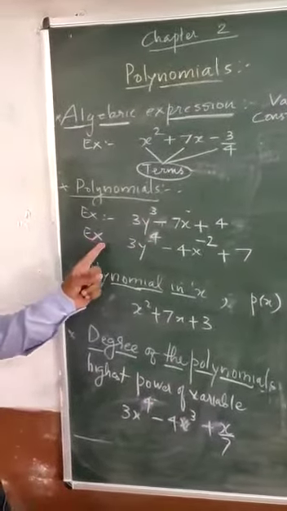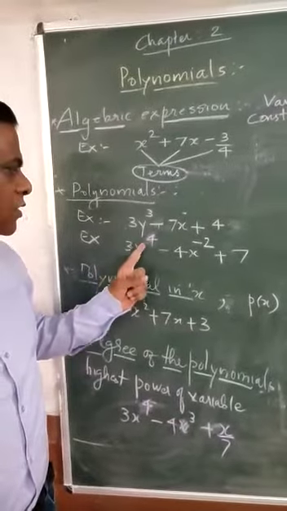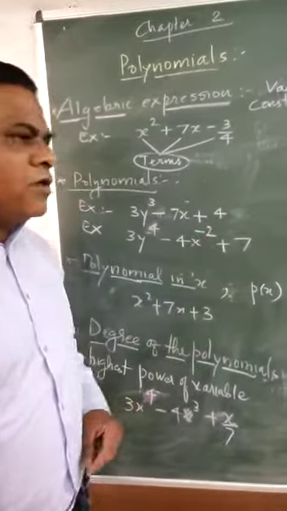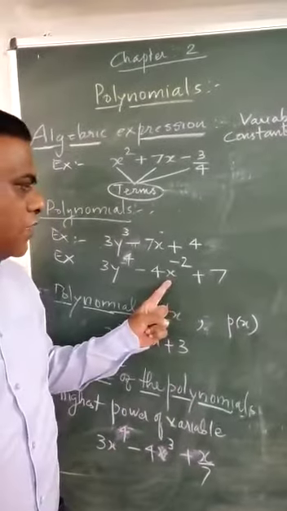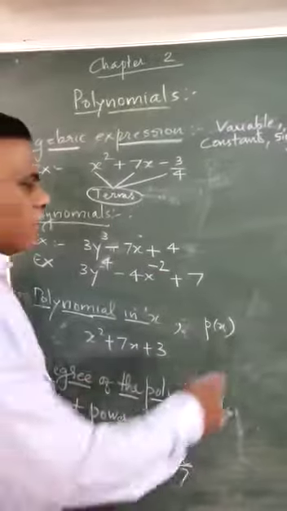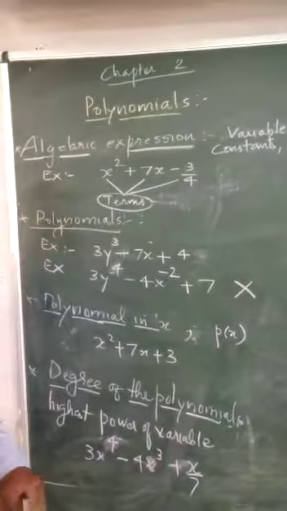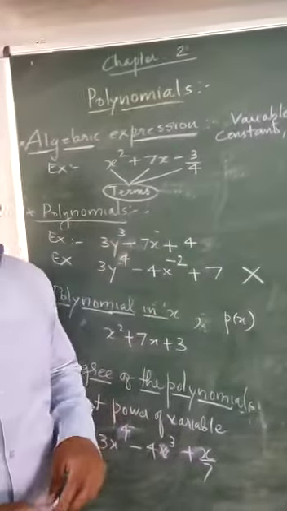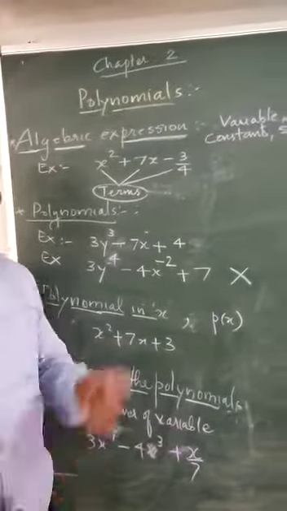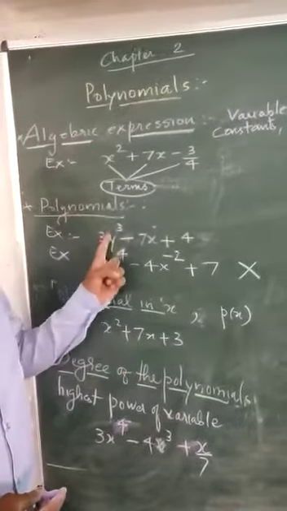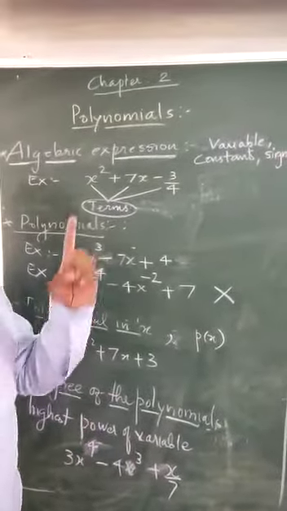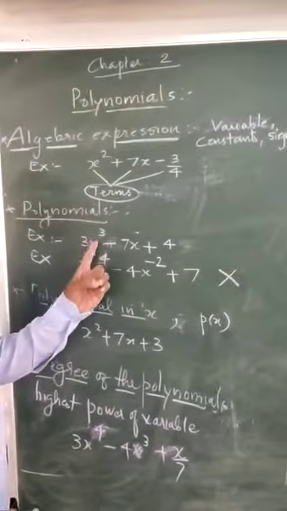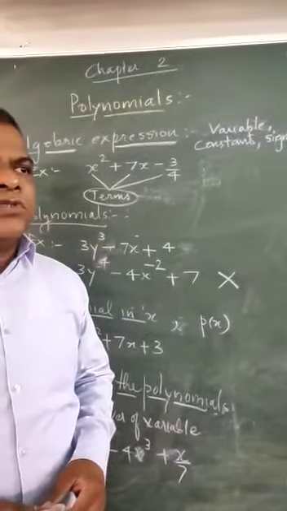Here in the next example we can see the degree of this variable is 4, the degree of this variable x is minus 2. Now here, since the degree of this variable x is minus 2, we cannot say that this is a polynomial. So this is not a polynomial, and this particular example is a polynomial. So we can define a polynomial as an algebraic expression which contains variables, constants, signs, and the power or the degree of the variable is always a positive number.